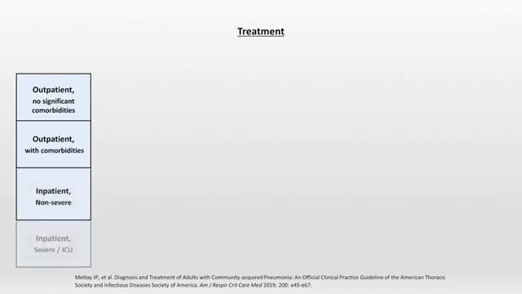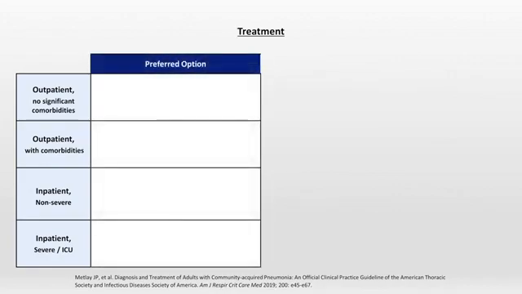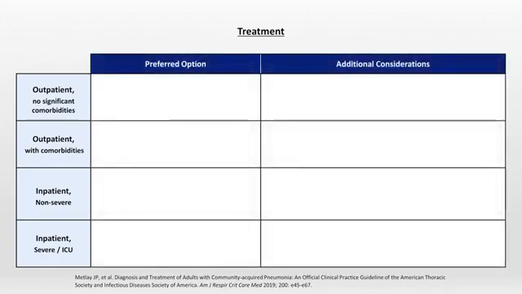These are also based on the recent IDSA and ATS guidelines. Treatment is divided into 4 categories: outpatient without significant comorbidities, outpatient with comorbidities, inpatient non-severe, and inpatient severe and/or ICU. For each category, I'll mention the preferred options and then some additional considerations.